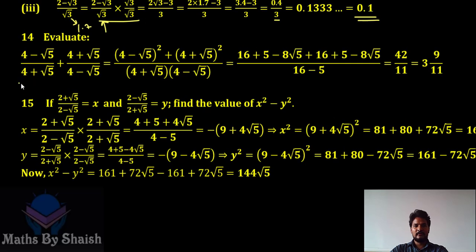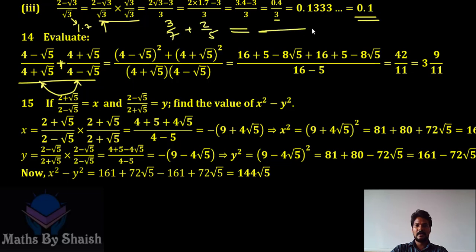14th question, we need to evaluate this. There is a sum, and as I told you, if in the denominator we have the rationalizing factor of each other, we are going to simply add them. If they are not rationalizing factors of each other, then we have to do it one at a time. So if we multiply, it is simply like 3 by 7 plus 2 by 5, where we multiply the denominator 7 into 5, and then we do the cross multiplication 3 into 5 plus 2 into 7. So that's what we have done here.